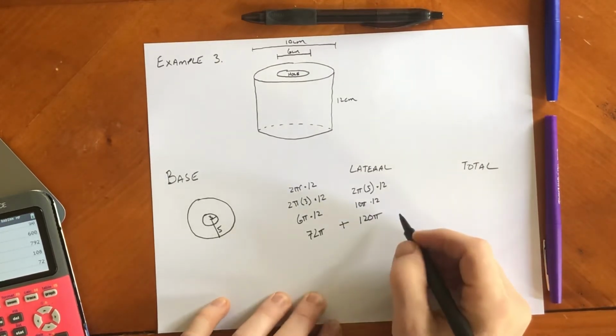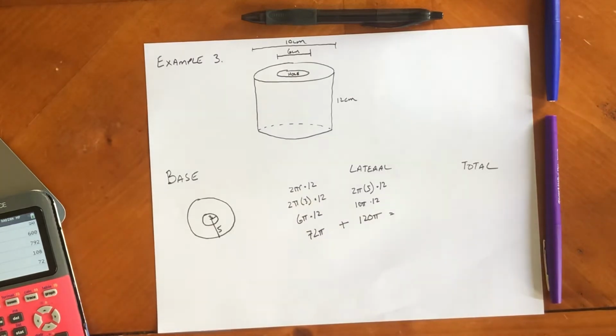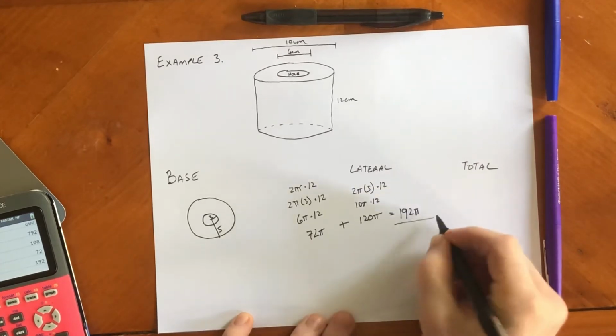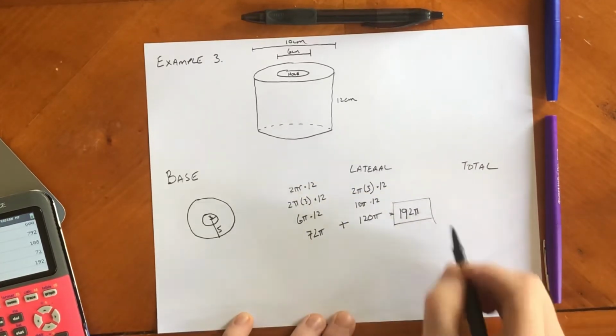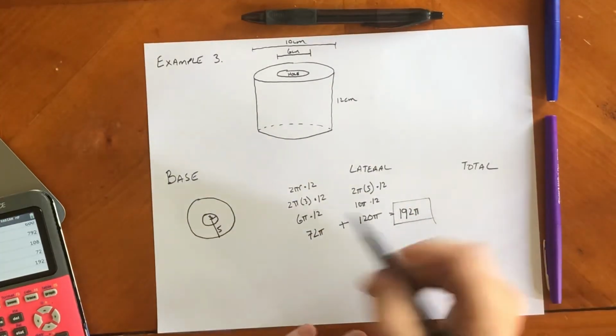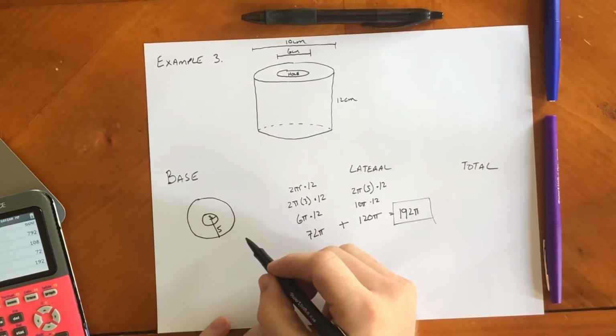So when I add those together, I get 192 pi. Make sure I don't make any mistakes here. So that's my lateral surface area. Now, how many bases do I have? Well, I have the top base and I have the bottom base. So I got to take this base and multiply by 2.